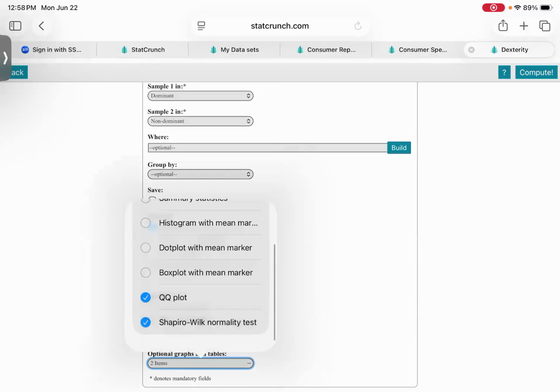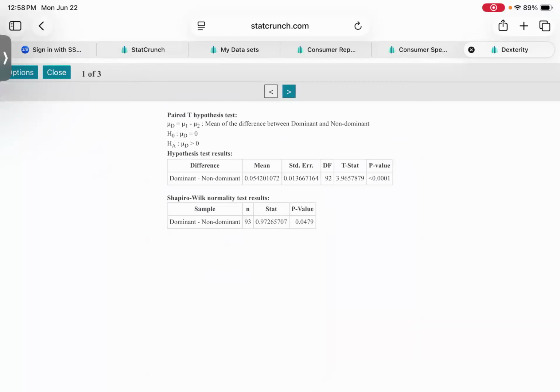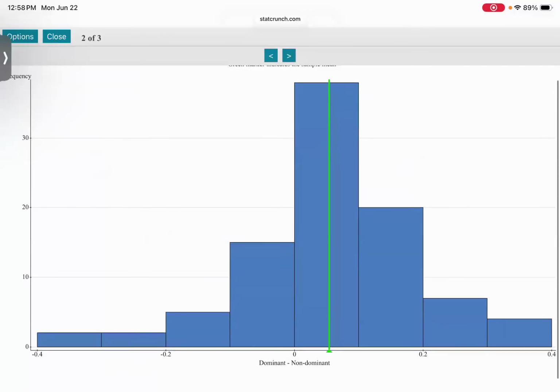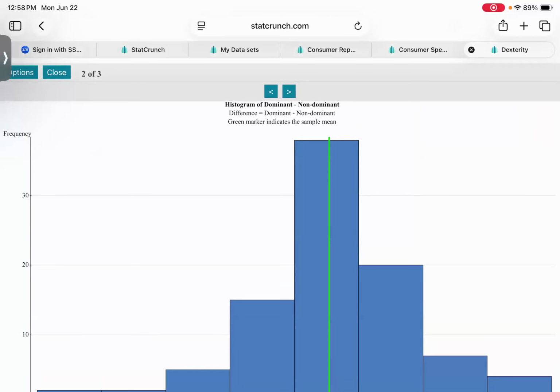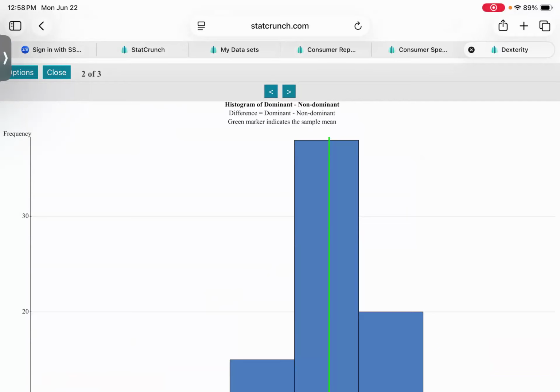And then I want histogram, QQ plot, and the Shapiro-Wilk normality test. Again, the same three that we select every time. Histogram. The histogram is unimodal and symmetric. Here's the important part. Notice, there's only one histogram. It's because there's only one sample.